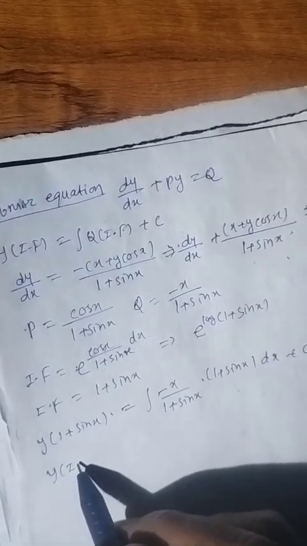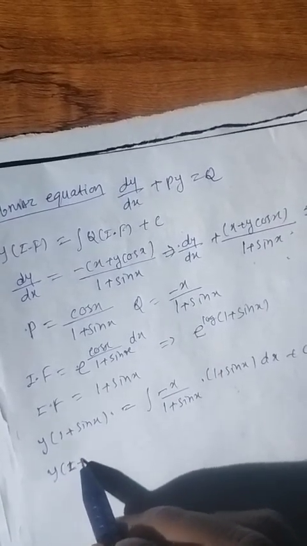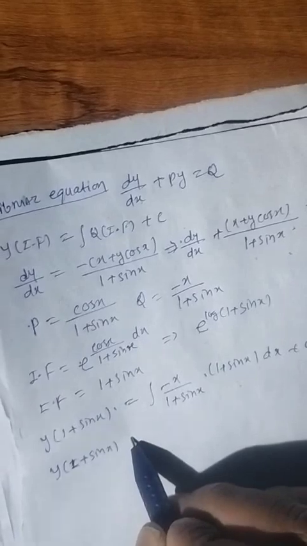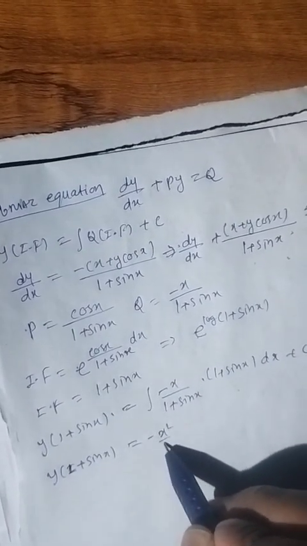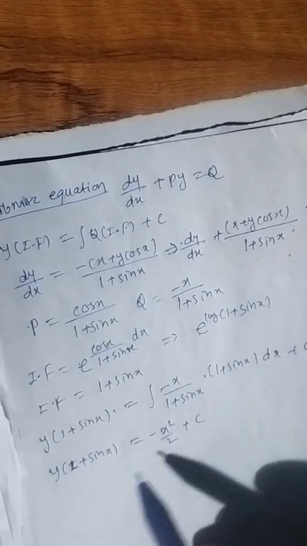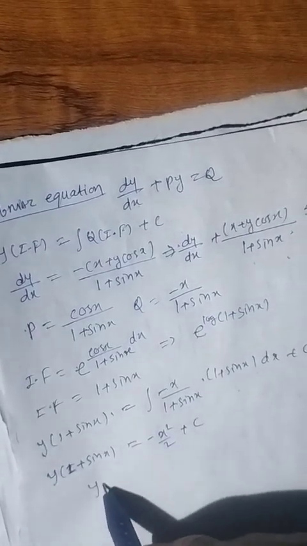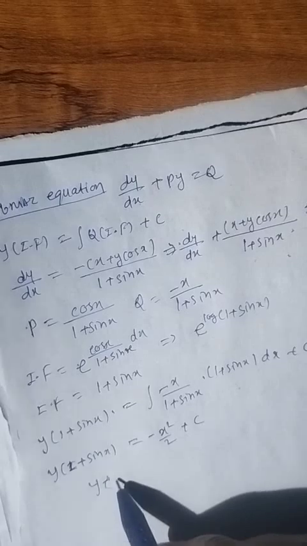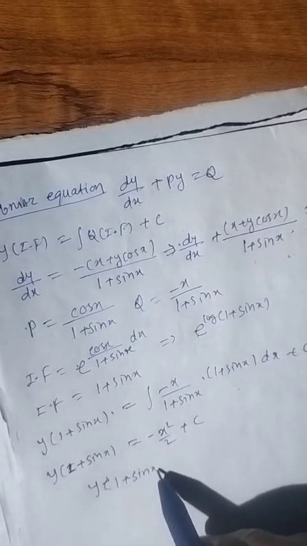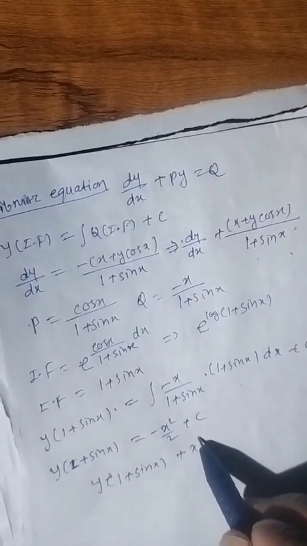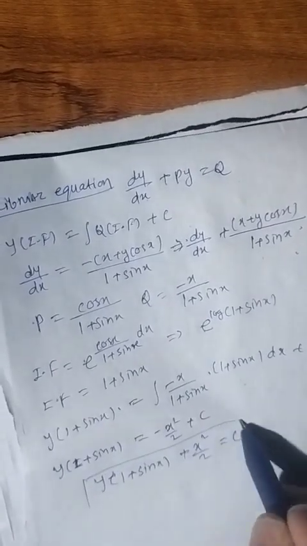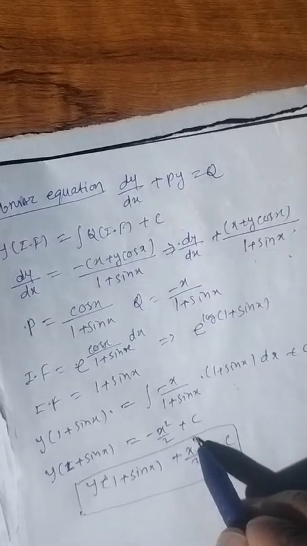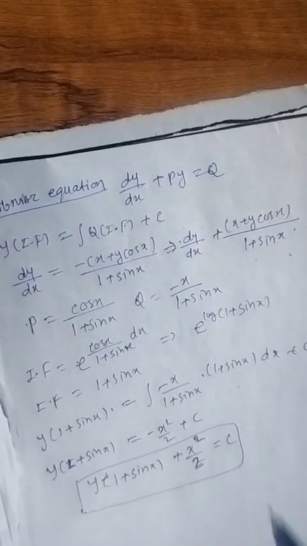So y into 1 plus sin x equals minus x square by 2 plus c. Hence the equation becomes y into bracket 1 plus sin x plus x square by 2 is equal to c.